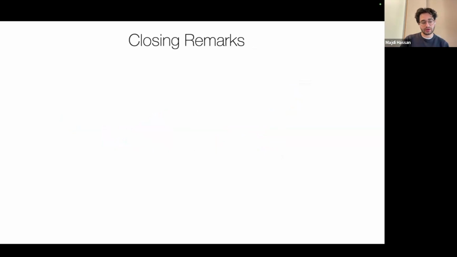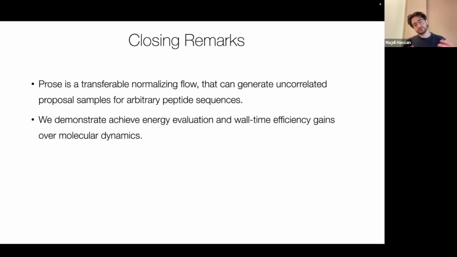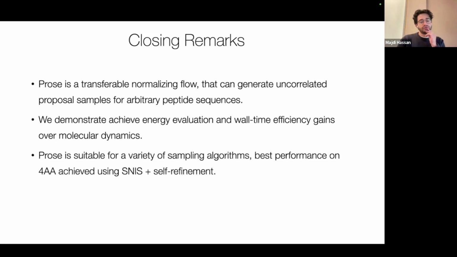So, with that, that concludes the experiments. To summarize the overall talk: Prose is a transferable normalizing flow that can generate samples for arbitrary peptide sequences across different systems and across scale, like the sequence length. We also do a rigorous study of the energy evaluations and wall-time efficiency gains, which we demonstrate over molecular dynamics, suggesting that we learn a pretty good amortized sampler.